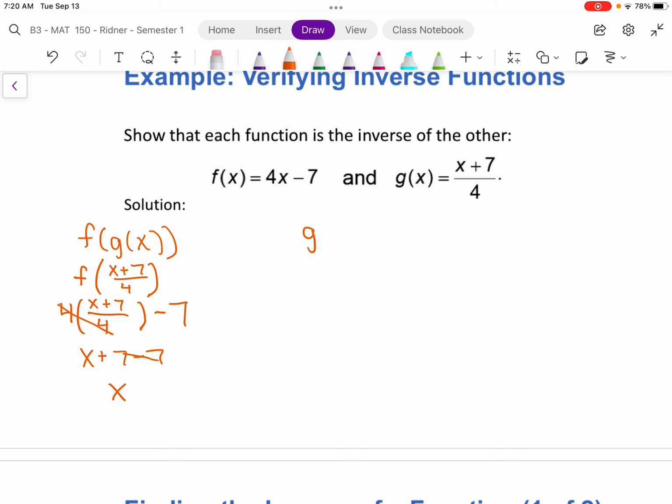I also need to check the other way around, g of f of x. So same idea, but the other way around. So this time I am plugging f into g.